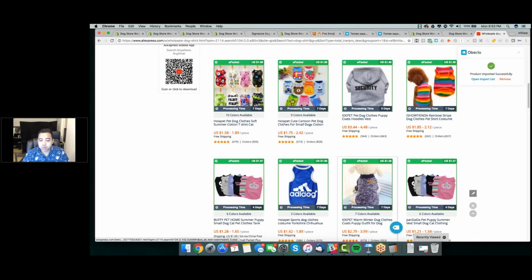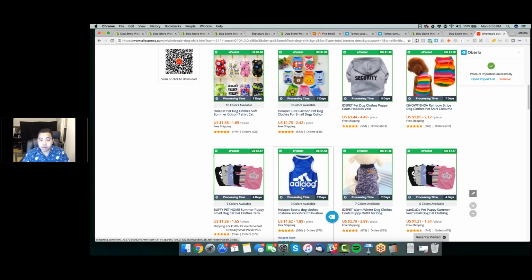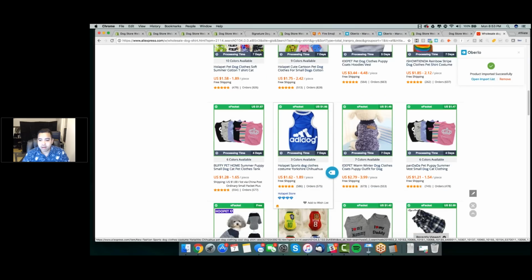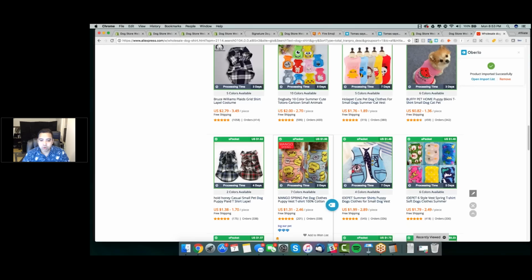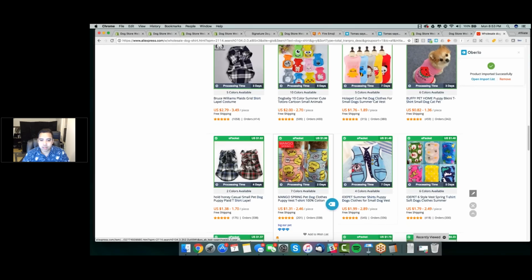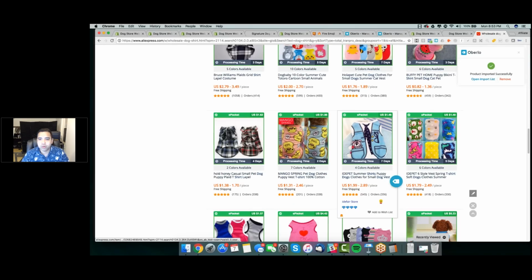You've got to be careful with this one, a D-Dog, right? You don't want to get in trouble with Adidas and have that there. So you want something really generic. Here's one that looks like a pajama, with a duck. That looks pretty cool. So we're going to add that.